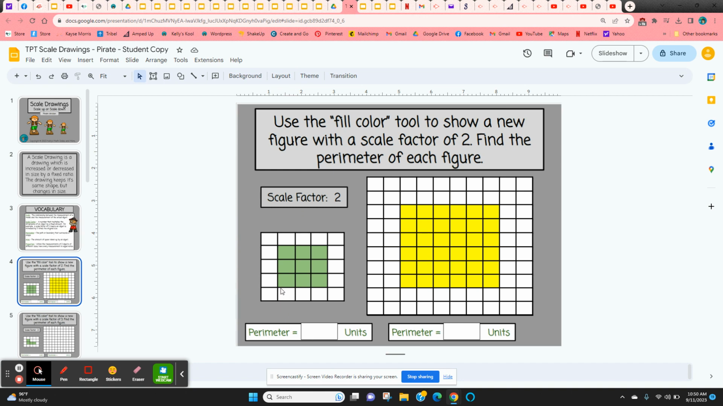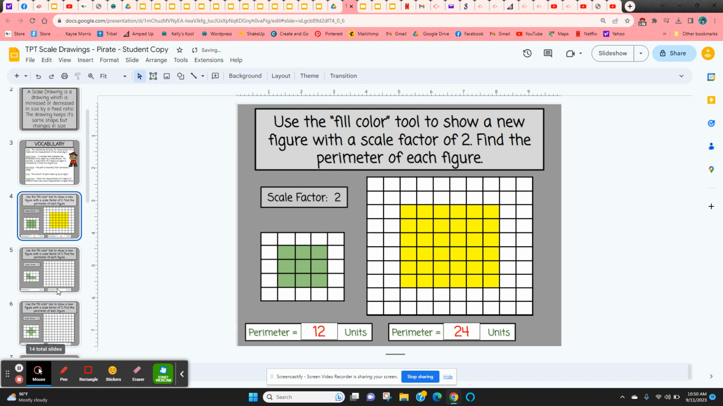So then they're going to count the perimeter. So for the smaller figure, the perimeter would be 12 units. The larger figure would be 24 units. And you want to point out to the students that when they're looking at the perimeter in a scaled drawing, the perimeter of the larger figure is going to be 2 times the perimeter of the smaller figure if the scale factor is 2. So you just take the perimeter, multiply by 2, or multiply by the scale factor.